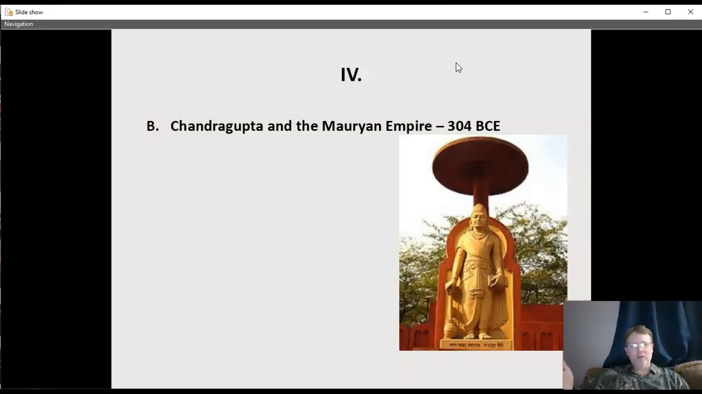Chandragupta comes to power and takes over northern India. Pretty much the instability of when Alexander's empire collapsed, Chandragupta comes in and puts it back together, only this time under Indian authority, under Indian leadership. Ultimately, by 304, he's able to govern most of the Indian subcontinent.